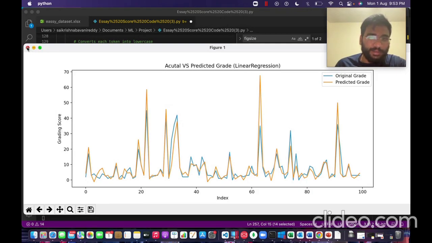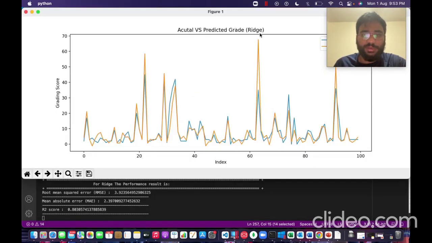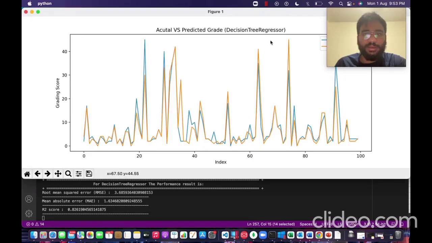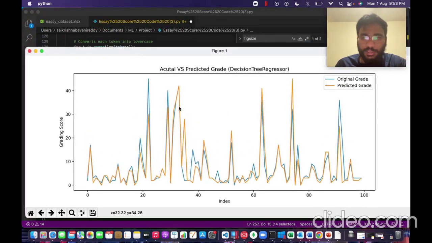This is the ridge model, showing the grade predicted using the ridge model. Here it almost did the same, and the same thing happened: there are some changes, but it's doing good. And this is the decision tree. The decision tree is also trying to find the grades. They are not more accurate, but they are good at grading.